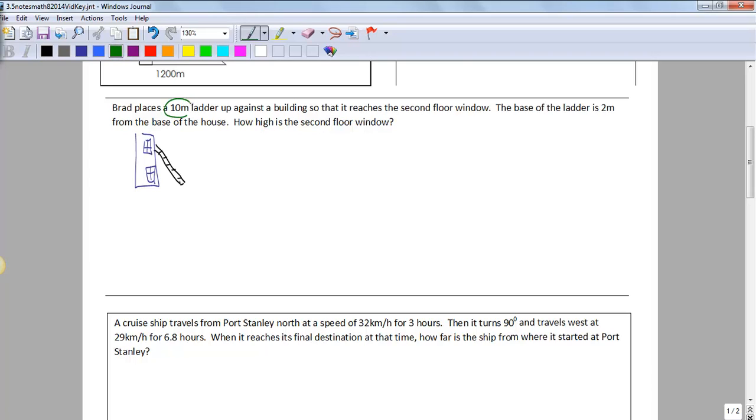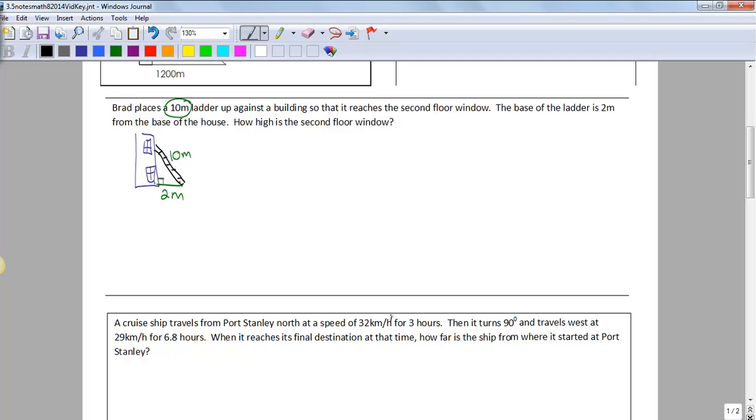Now, the ladder is 10 meters. So I'm going to write 10 meters right here. Now it says, the base of the ladder is 2 meters from the base of the house. So that means that this is 2 meters here. Now I can assume that the house is built at a 90-degree angle. Hopefully those architects had their levels out and all that sort of stuff, and they noted it's 90.